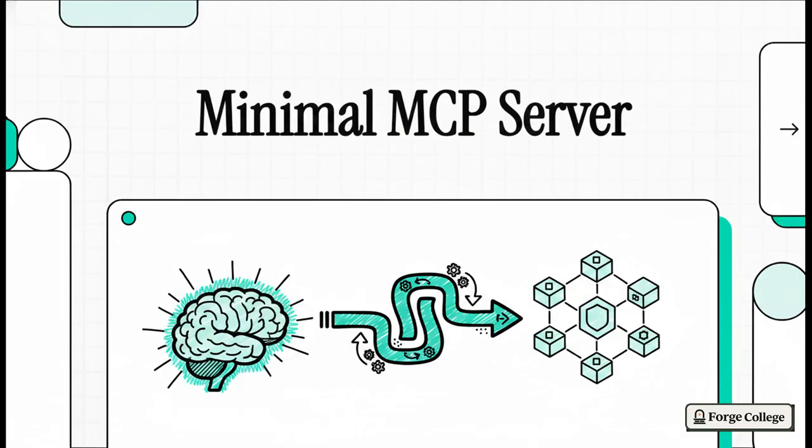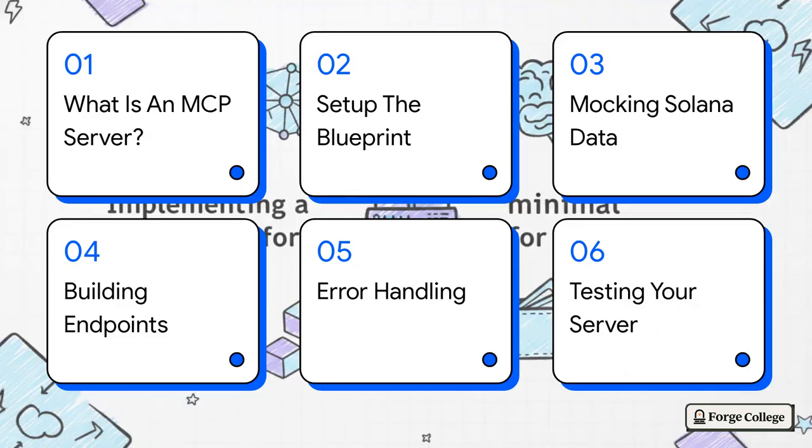My absolute main goal for this session is to give you total clarity on how to bridge the gap between artificial intelligence and structured blockchain data. And don't worry, we're going to do it step by step. Let's jump right in. Okay, here's our game plan for today. We'll start with exactly what an MCP server is, then move into setting up the blueprint, mocking the Solana data, building out our endpoints, adding some bulletproof error handling, and finally, testing your brand new server.